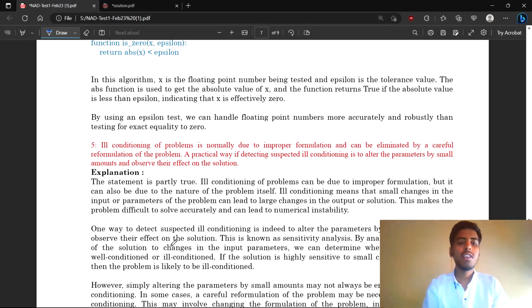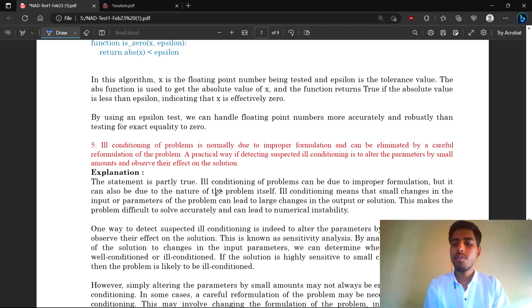The fifth statement is ill conditioning of problem. What is ill conditioning of problem? It is normally due to improper formulation and can be eliminated by a careful reformulation of the problem. A practical way of detecting suspected ill conditioning is to alter the parameters by small amounts and observe their effect on the solution. The justification of the statement is that it is partially true.